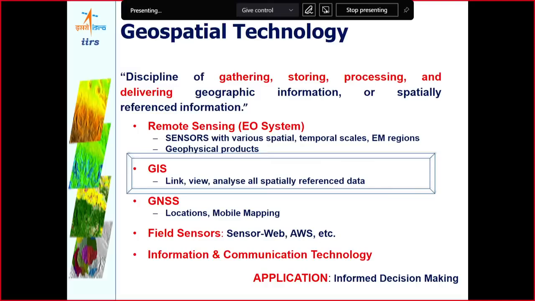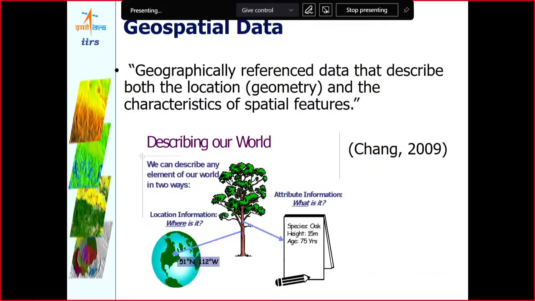Now I'll come to GIS. In fact, GIS is a much broader phenomenon wherein you can take any geospatial inputs or any locational information which is being generated from remote sensing or through GNSS or through field sensors, and directly integrate it into GIS. So GIS is a much bigger umbrella wherein you can link all this information together and you can model it, because when you are integrating data from various sources, there should be a capability in your system to model them together and ultimately provide you some realistic information.